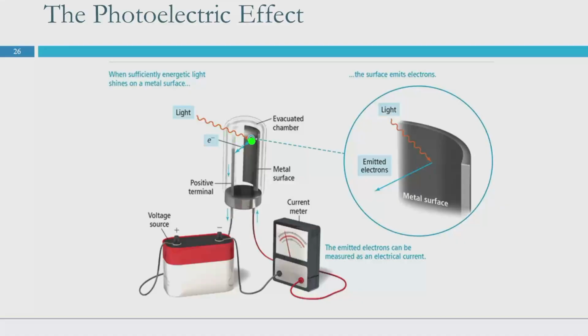So if light with enough energy hits this metal surface, we expect that it's going to dislodge some electrons. That energy gets absorbed by the electrons, they shoot off, and because they're negatively charged, they fly towards this positive terminal. They hit the positive terminal, and then that registers as a signal on our current meter.